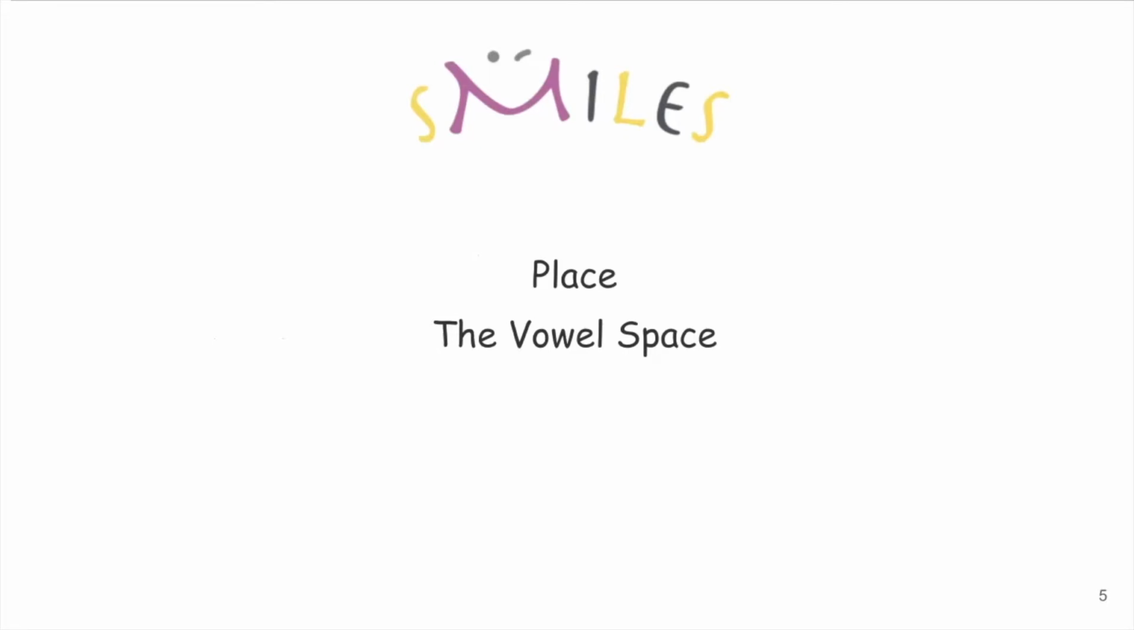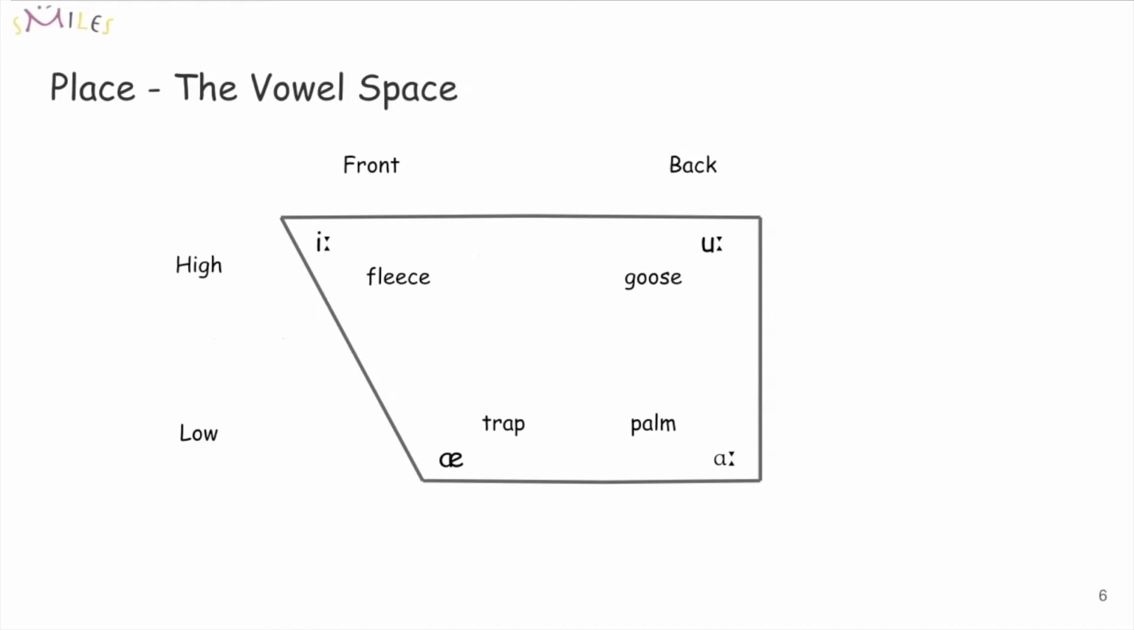Now that we have introduced lexical sets, we can move on to discuss the place of formation of each vowel. The vowel space is that space in the mouth in which vowels are formed. This space allows us to describe how forward or backward and how high or low the vowel is. E in fleece is a high front vowel, while ah in palm is a low back vowel.